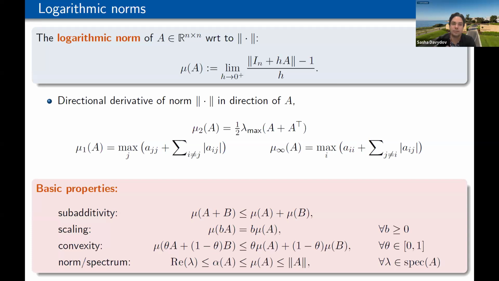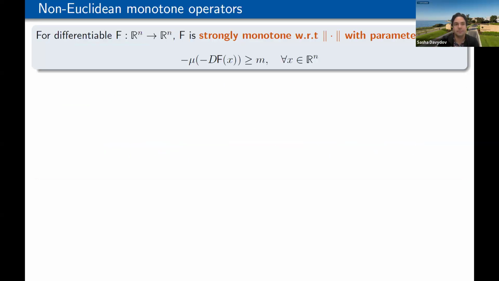And then if you can evaluate this logarithmic norm, it for free gives you some bounds on all the eigenvalues of your matrix A. So then going to the actual non-Euclidean monotone operator framework, this is the definition that Saber gave. If your F is differentiable, we'll say it's strongly monotone, or just monotone, with parameter m with respect to a norm, if this inequality holds.